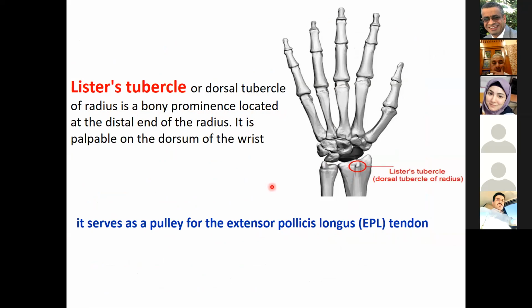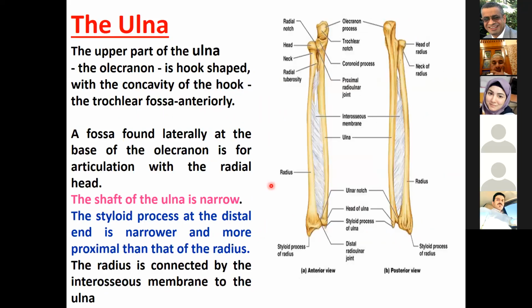The ulna. The upper part of the ulna, the olecranon, is hook-shaped, with the concavity of the hook, the fossa, facing anteriorly. A fossa found laterally at the base of the olecranon is for articulation with the radial head. The shaft of the ulna is narrow. The styloid process at the distal end is narrower and more proximal than that of the radius. The radius is connected by the interosseous membrane to the ulna. This is the ulnar bone.